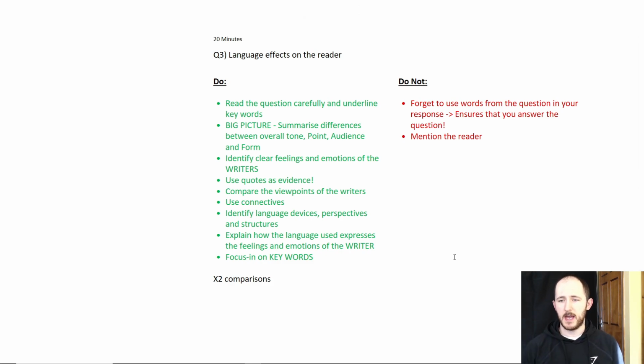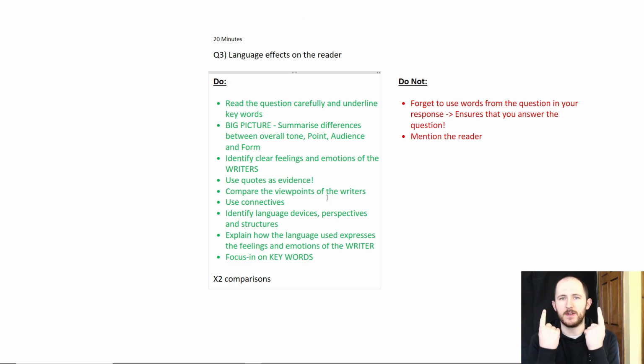Okay? Identify the clear feelings and emotions of the actual writers themselves. So this time you are talking about the writers. You use quotes as evidence and compare the viewpoints. So overall, I like to think, okay, is it positive or negative? So if it's about childhood, does writer A feel positive or negative about his childhood? Does writer B feel positive or negative?